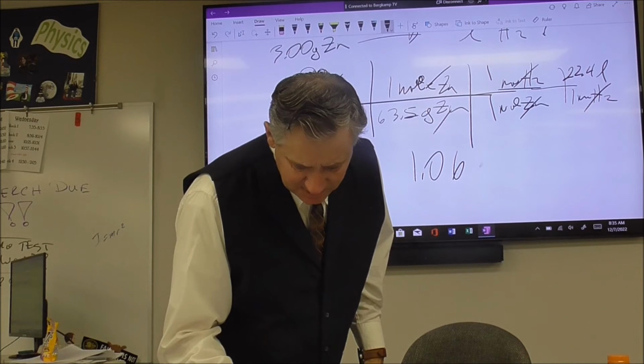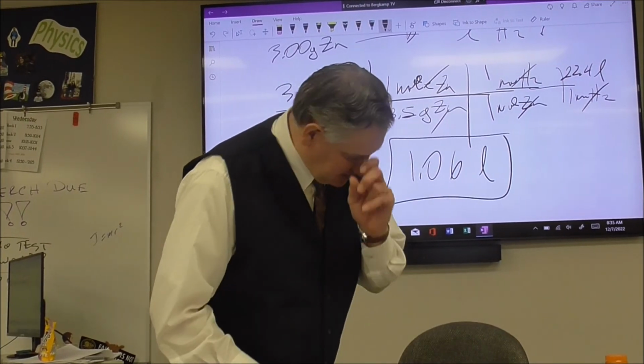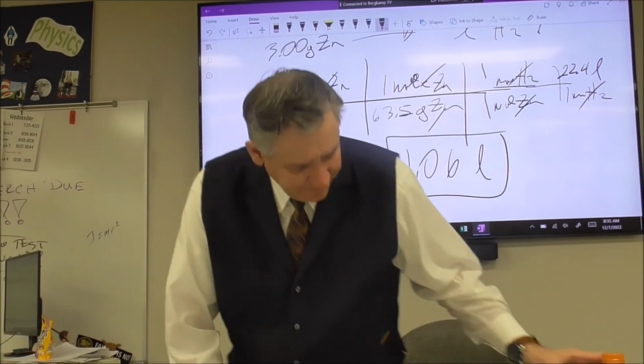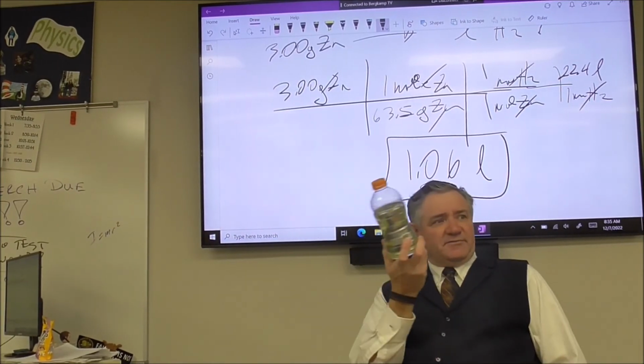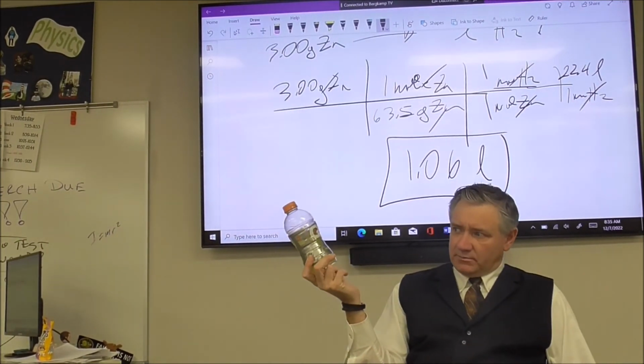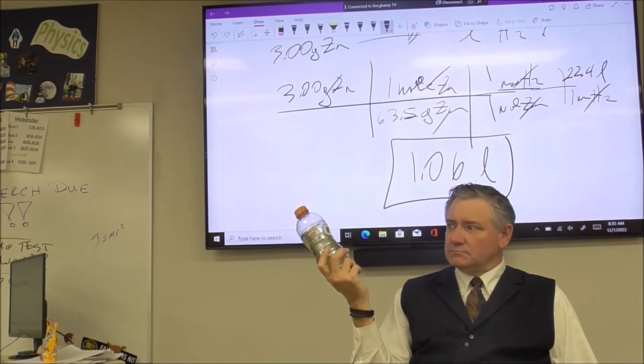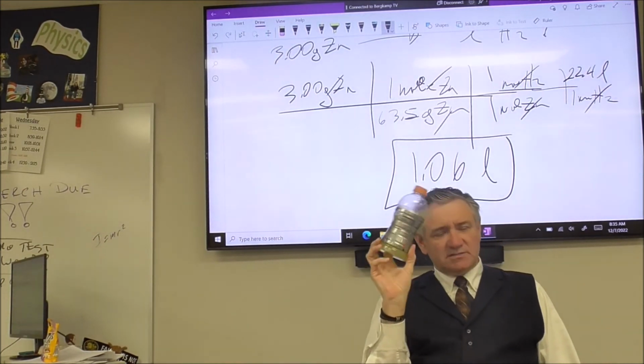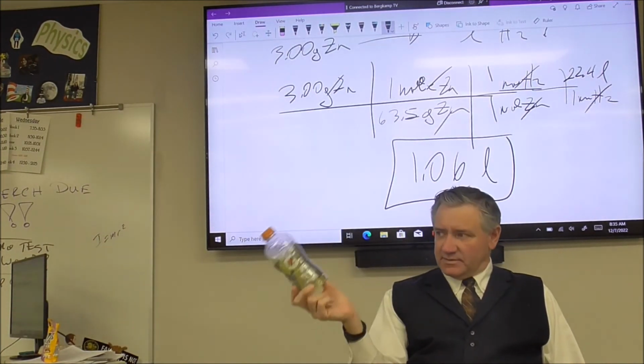1.058, so call it 1.06 liters. To give you some perspective, it'd be about enough to fill up this bottle right here. So this is about a liter. This is how much gas that you would collect out of this reaction.